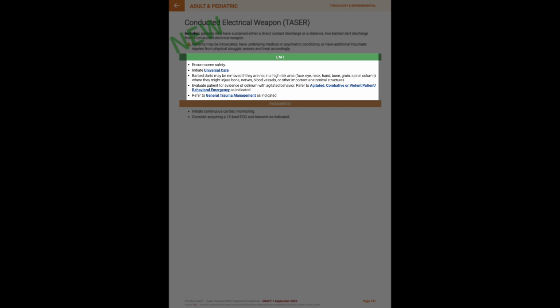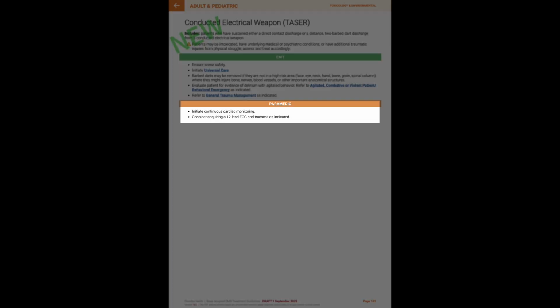If present, refer to the agitated, combative, or violent patient guideline. These patients may become unstable very quickly and require sedation or other advanced interventions. If the patient suffered a fall, was physically restrained, or shows signs of traumatic injury, you can follow the general trauma management guideline as well.